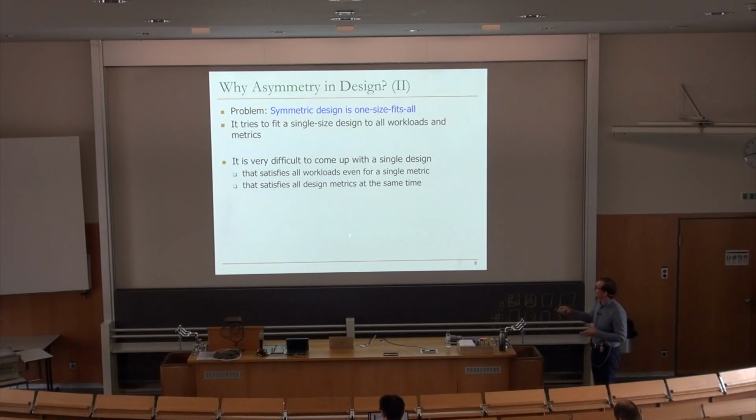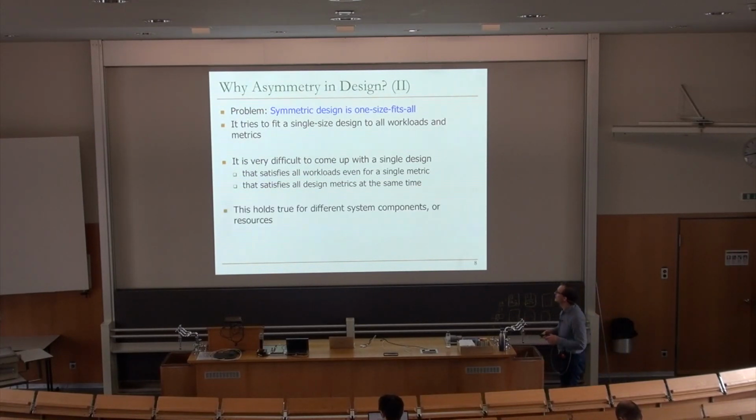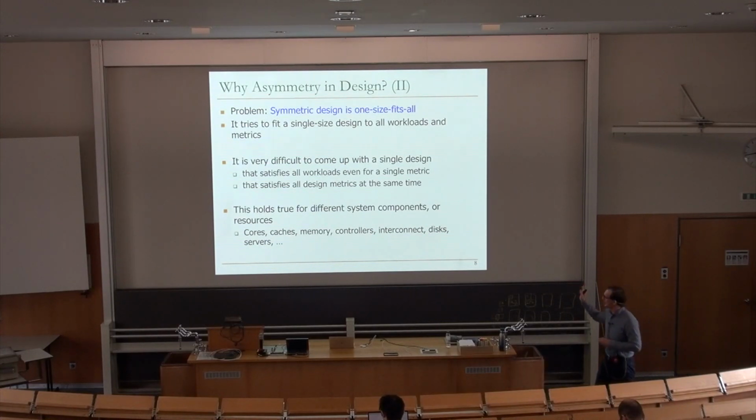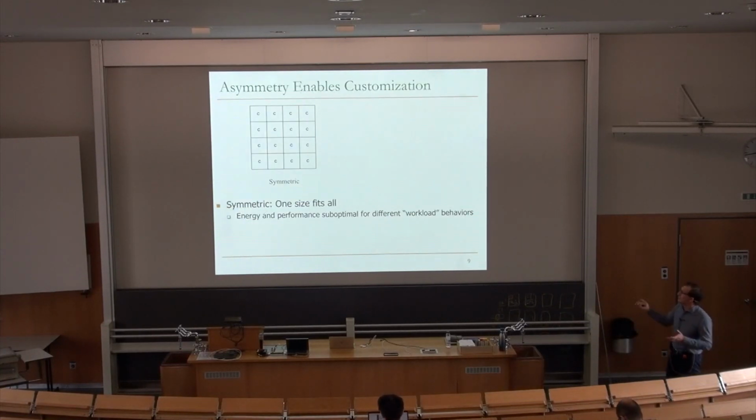And things become even more difficult, of course, if workloads are changing, metrics are adapted to people's requirements. And this holds true for different system components or resources. Whatever we've looked at, cores, caches, memory controllers, interconnect, disk, servers, this all holds true. And true for also software as well: algorithms, policies, and the software you design. So this is my pictorial view of symmetry versus asymmetry. Symmetry looks like this. Basically, everything is symmetric. Maybe it looks beautiful. But energy and performance, let's say 2 metrics, are suboptimal for different workload behaviors in this case. Basically, it's one size fits all.